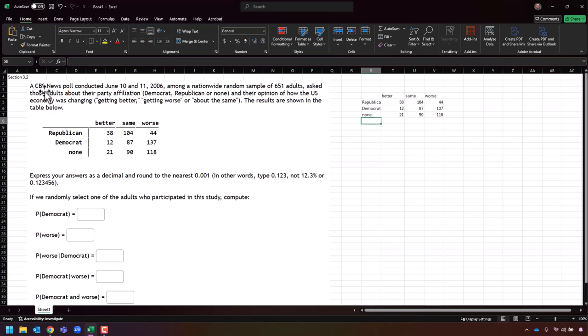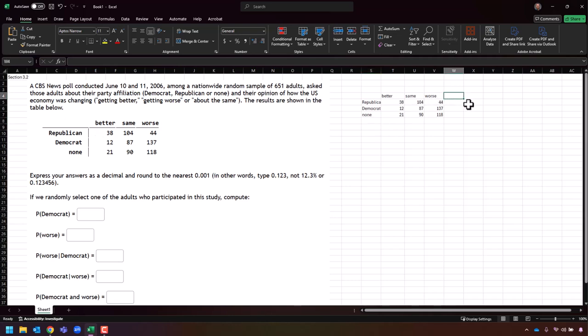And now I'm going to read through the question. A CBS News poll conducted June 10th and 11th, 2006 among a nationwide random sample of 651 adults asked those adults about their party affiliation, Democrat, Republican, or none, and their opinion on how the U.S. economy was changing, whether it's getting better, getting worse, or about the same. The results are shown in this table. And so here's the table. This is a snip again, so I put it over here.